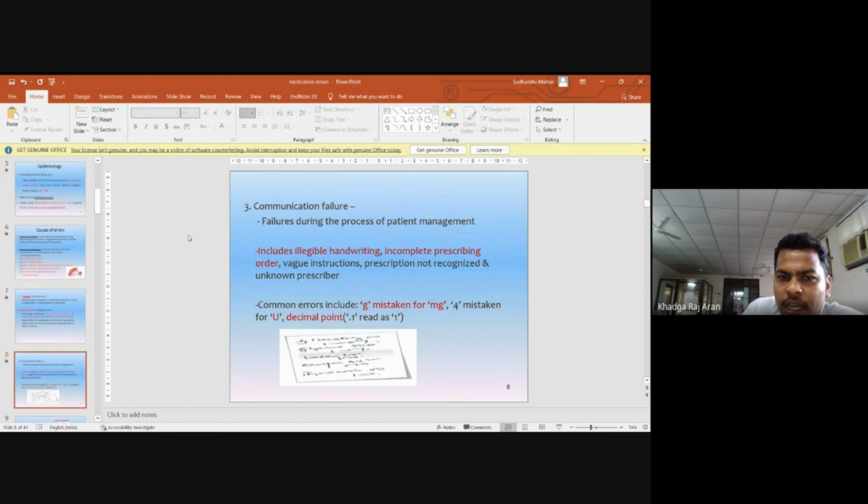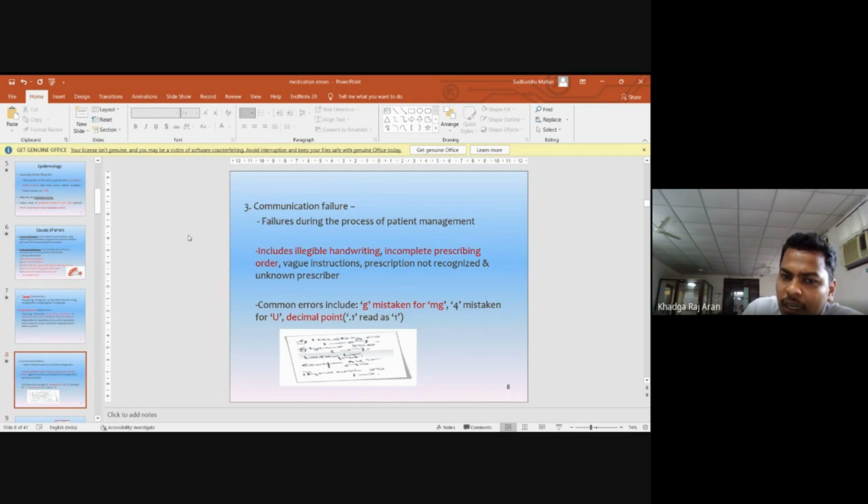It is a failure during the process of patient management or during patient counseling. Suppose a pharmacist or any physician is giving information about the medicines, and the patient is unable to understand the terms, unable to understand the language. So that may lead to medication errors.